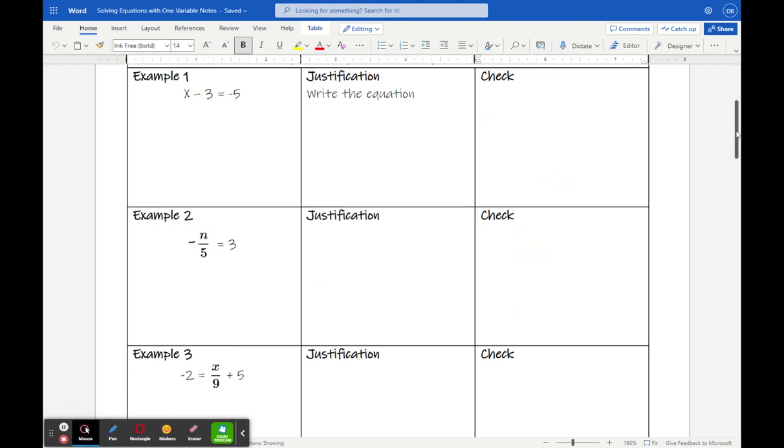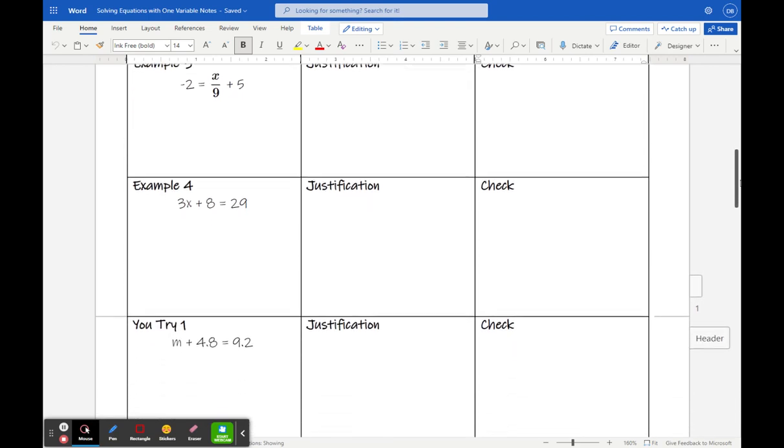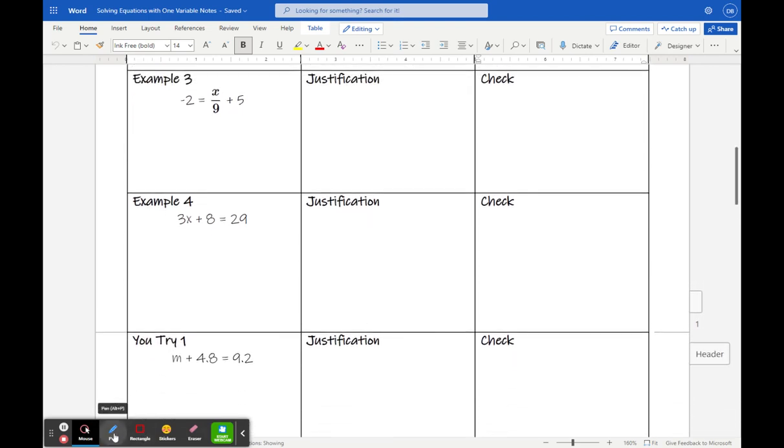Let's slide on down here to examples 3 and 4. In these examples, we have an extra step. As you can see, we have negative 2 equals x over 9 plus 5. So here we have something happening to the variable, and we have this constant out here. So the first thing I'm going to do is use inverse operations to remove the constant.